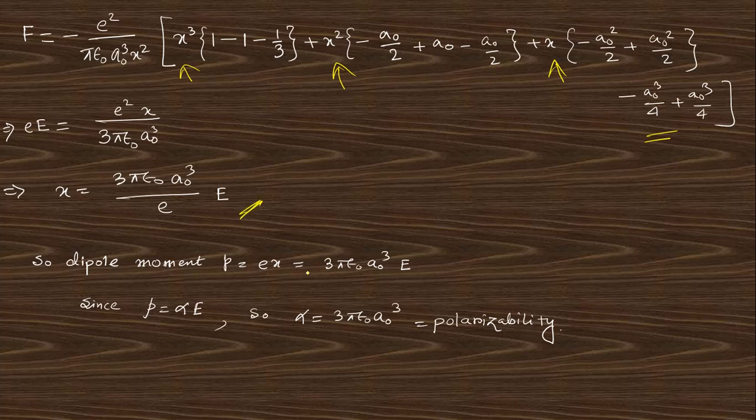So the dipole moment p is nothing but e into x. If you multiply e into x, you will get this equation. The dipole moment is alpha E, so alpha will be this polarizability. I think it is clear. If there is any doubt, you must comment in the comment box.